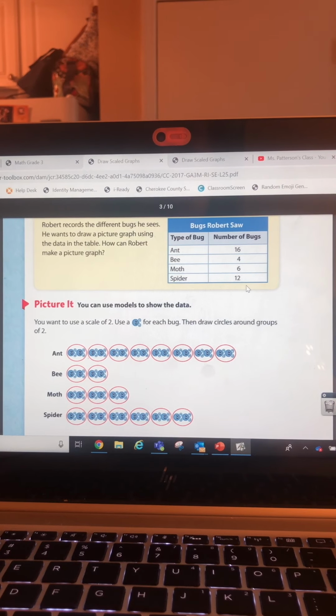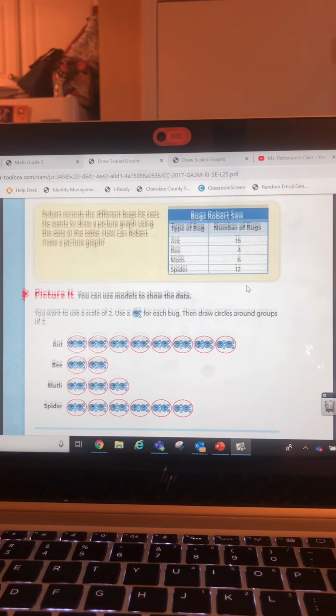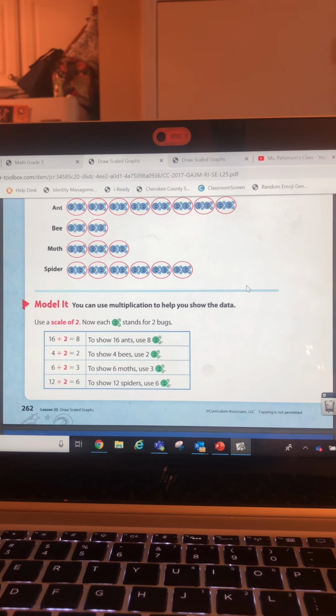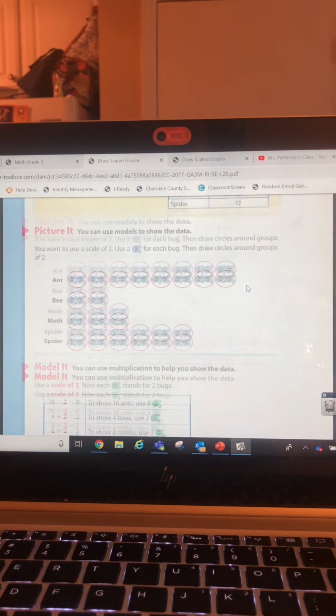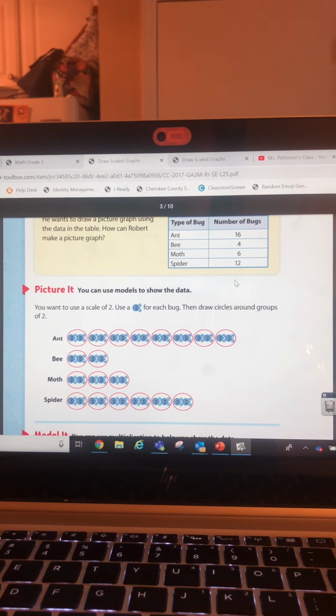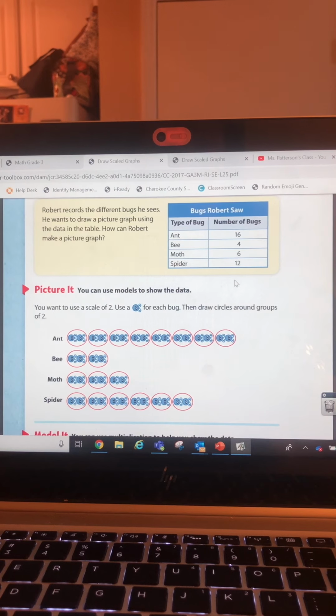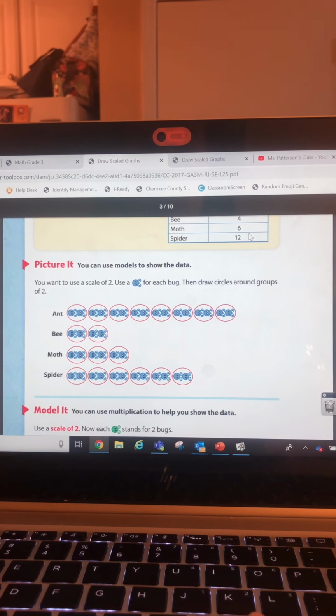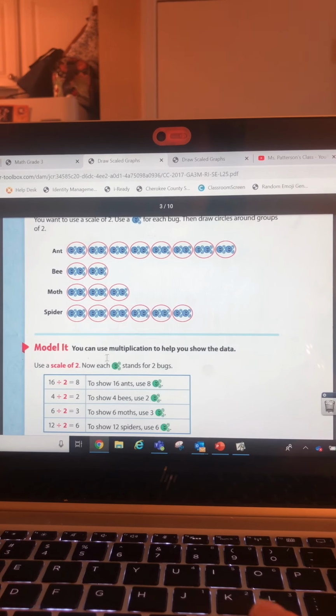So there are two different ways that you can do this. You can use a picture or you can use a model. When you're using a model, you're using multiplication or division to figure out your scale. So say that each bug stands for 2 bugs. My ant has 16 bugs. There are 16 ants, and I have a scale of 2. I'd be doing 16 divided by 2 equals 8.